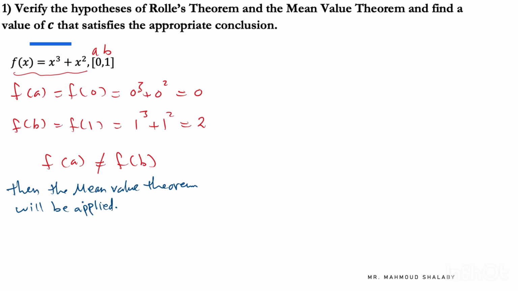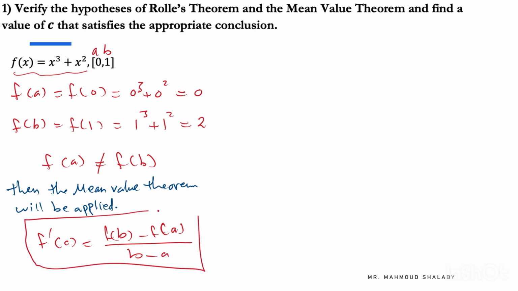Alright, so I will use the mean value theorem for this question based on this condition. Now, the mean value theorem, if you remember, says f prime of c equals f of b minus f of a over b minus a. This is the rule that I will be using.